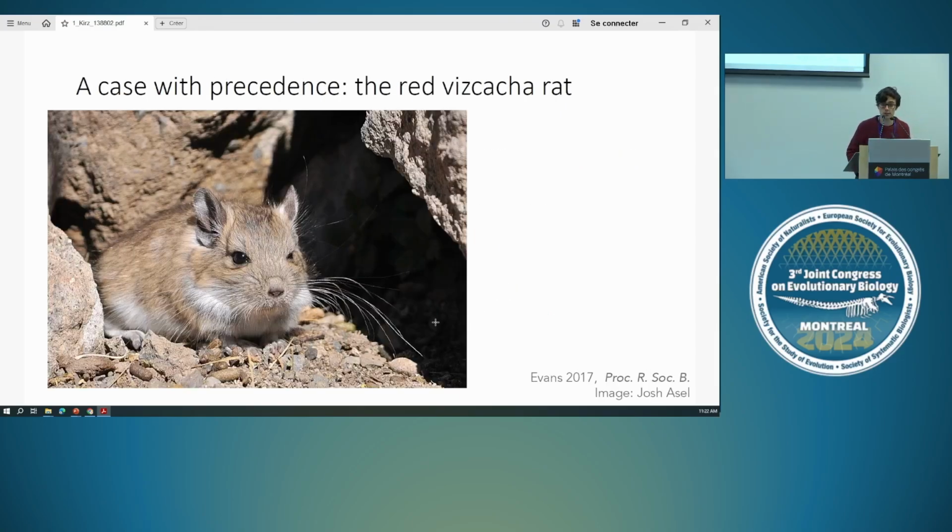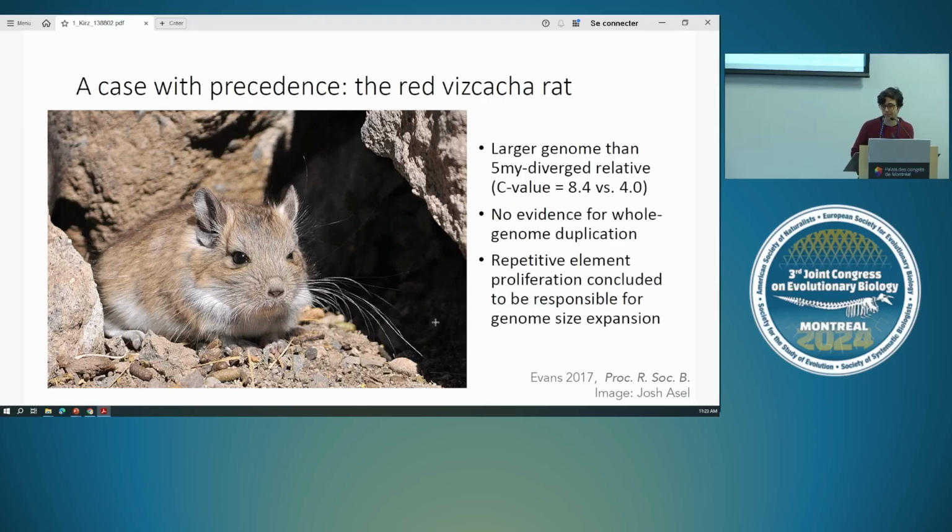So T. hudsonicus is not the first mammal or even the first rodent to have been shown to undergo a rapid genome size expansion in a relatively short period of evolutionary time. This is the Vizcacha rat of Argentina. It has the largest mammalian genome that we know of at 8.4 gigabases, which makes it about twice as large as its closest relative, from which it diverged about 5 million years ago. And a 2017 analysis of WGS data concluded that there was not much support for a whole genome duplication event, and that the genome expansion was primarily due to a rapid expansion in repetitive content.